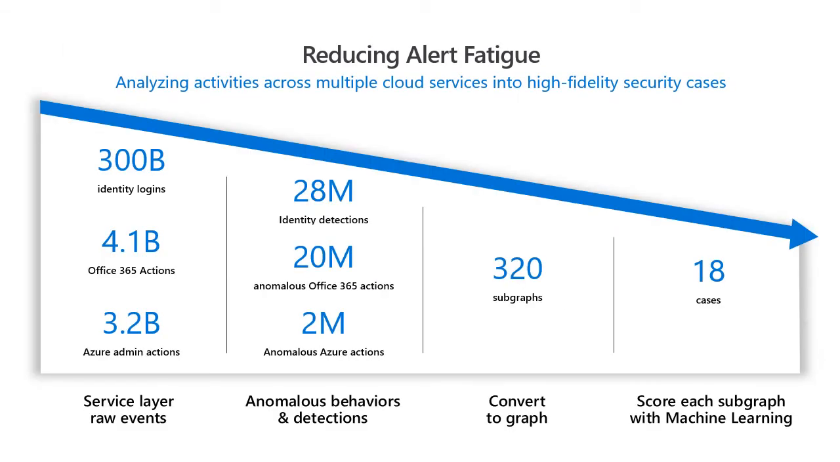Reducing alert fatigue means that your SOC doesn't get a lot of false positives. It also analyzes activities across multiple cloud services into high fidelity security cases. So if you take a look at this slide, this is a great example of how to illustrate alert fatigue. It takes into consideration billions of service layer raw events. Using AI, it filters out anomalous behaviors and detections, converts that into graphs, and then they score each of the subgraph with machine learning. So at the end of the day, you don't get to take a look at hundreds of different alerts, but it only chooses the alerts that is most relevant to you.